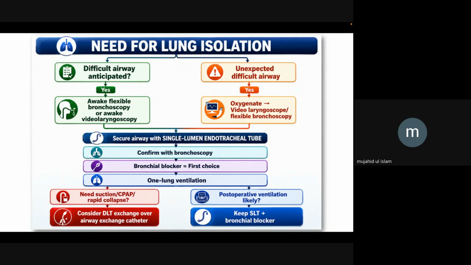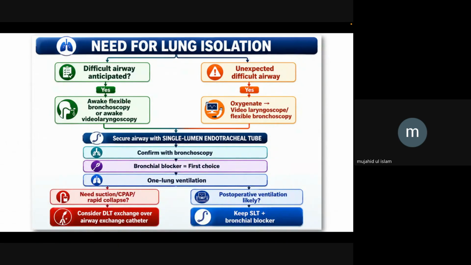In patients requiring one lung ventilation, the first question is whether a difficult airway is anticipated. If the difficult airway is recognized preoperatively, the safest approach is awake flexible bronchoscopy or awake video laryngoscopy to secure the airway while maintaining spontaneous ventilation. If the difficult airway is unexpected, the priority is to oxygenate the patient first, followed by airway management using video laryngoscopy or flexible bronchoscopy.